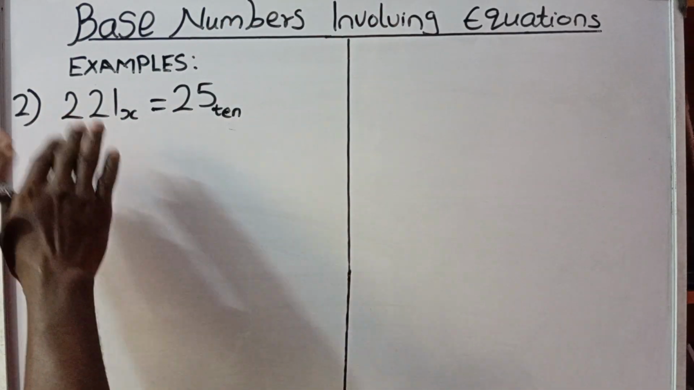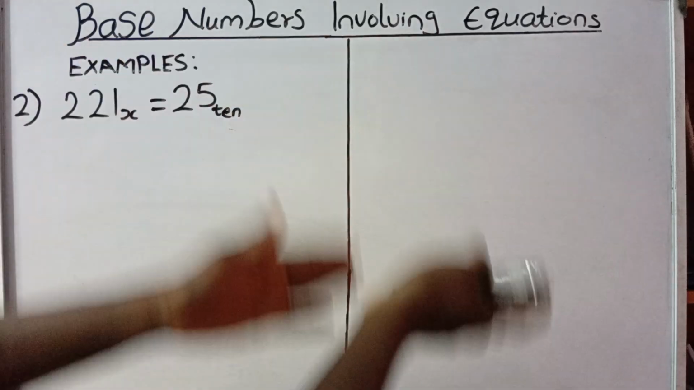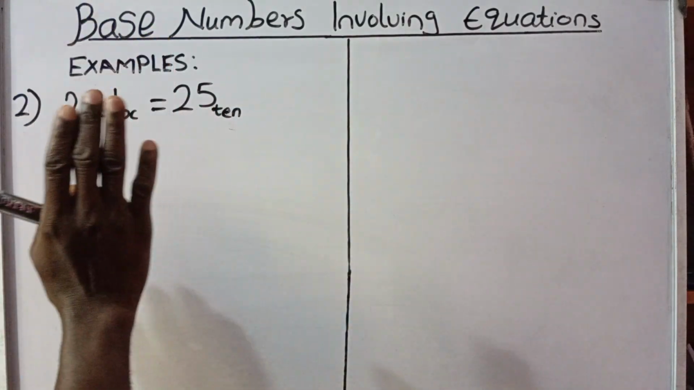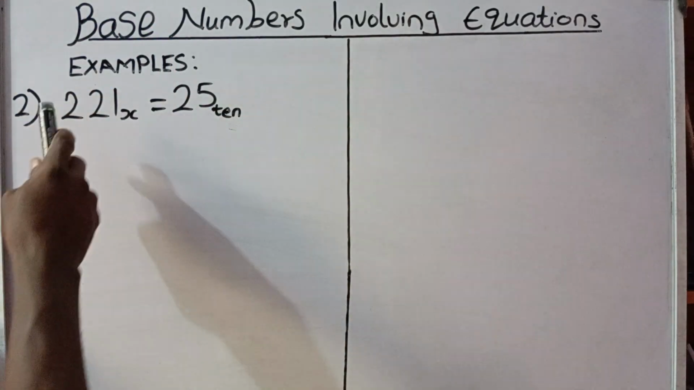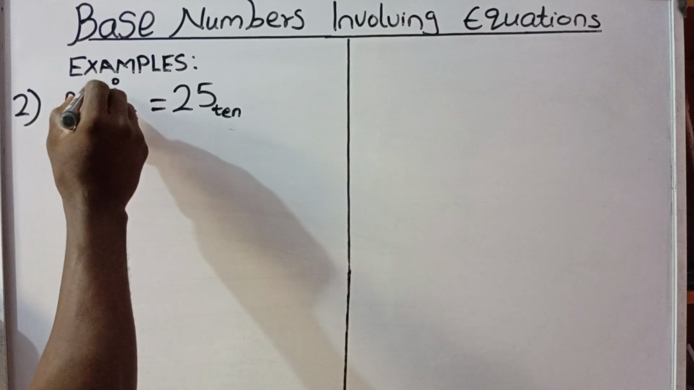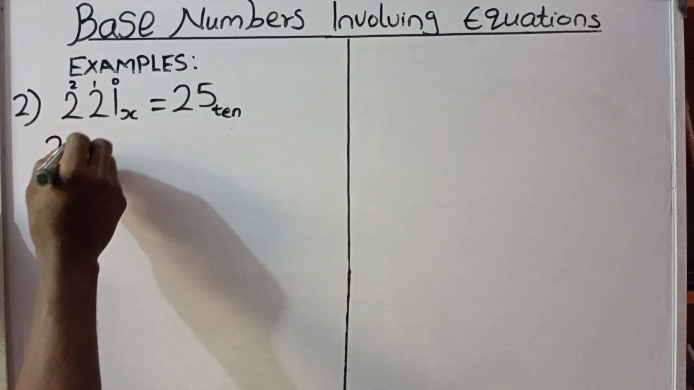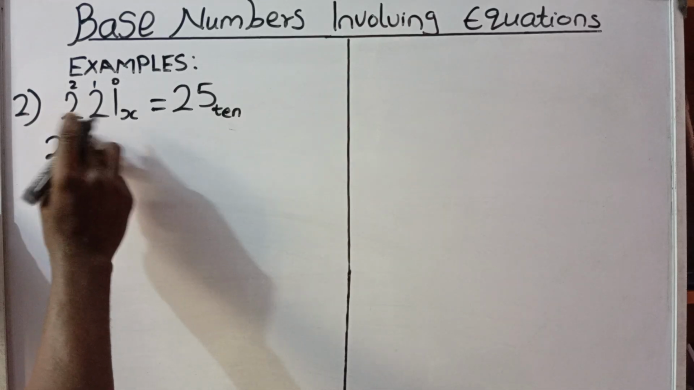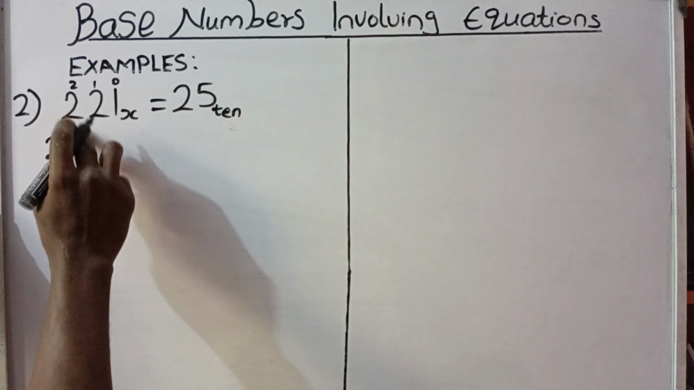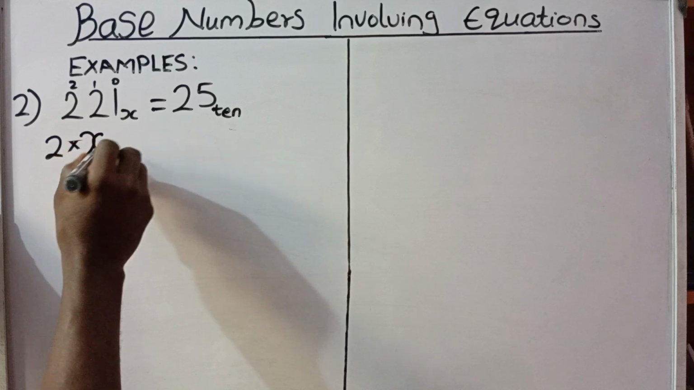So we have to convert 221, which is in base x, to base 10, whereas this one is already in base 10, so we're not going to touch that one. To do that, we start from here. That will be 2 multiplied by the base. Let's differentiate between x and the multiplication.